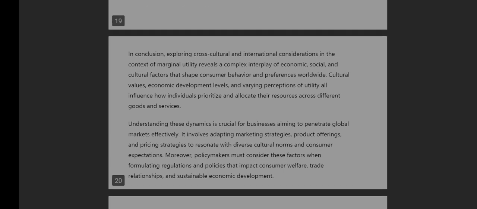In conclusion, exploring cross-cultural and international considerations in the context of marginal utility reveals a complex interplay of economic, social, and cultural factors that shape consumer behavior and preference worldwide. Cultural values, economic development levels, and varying perceptions of utility all influence how individuals prioritize and allocate their resources across different goods and services. Understanding these dynamics is crucial for businesses aiming to penetrate global markets efficiently.